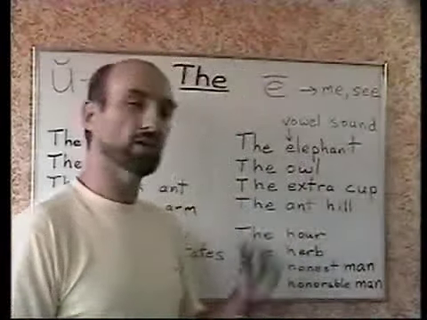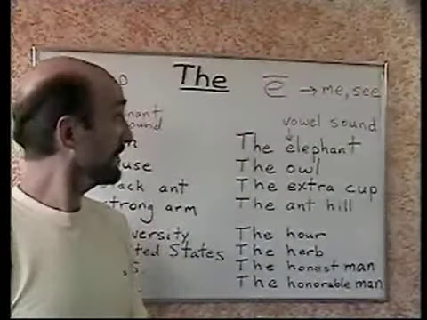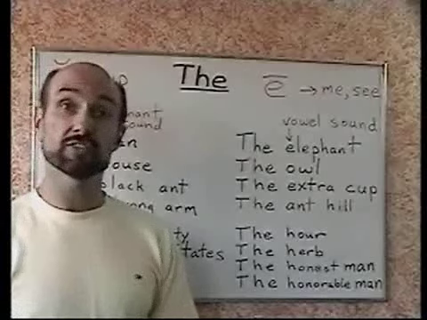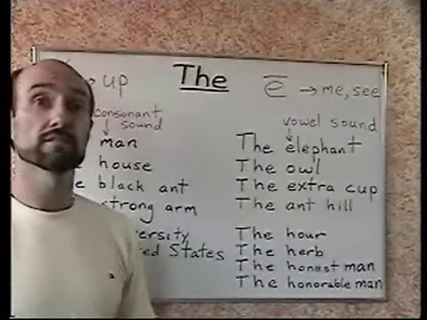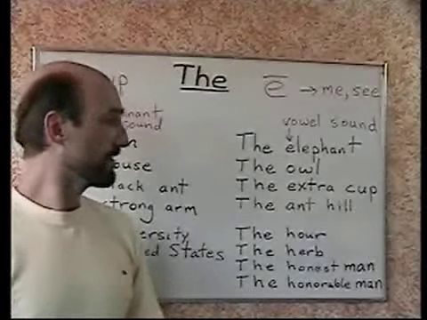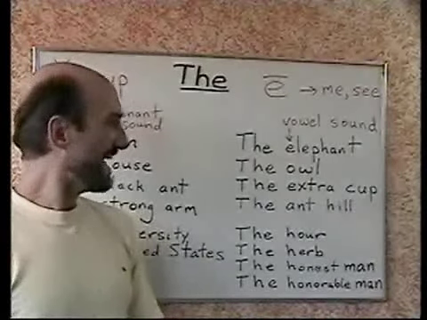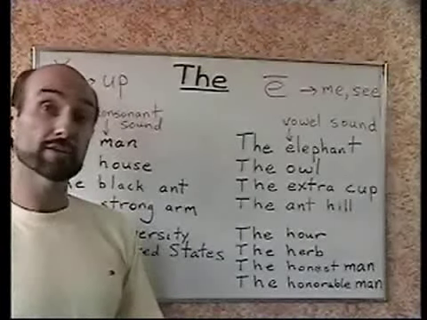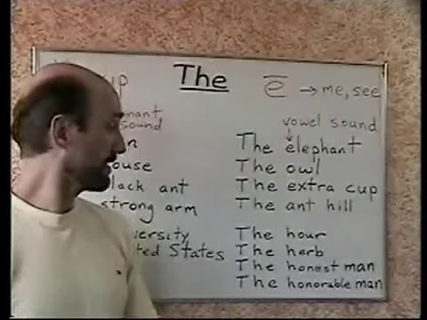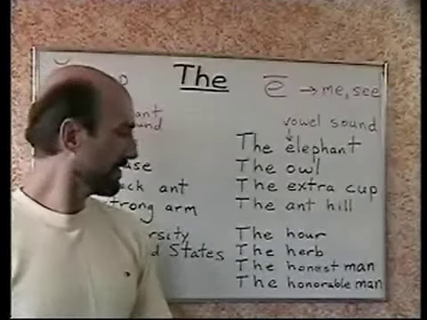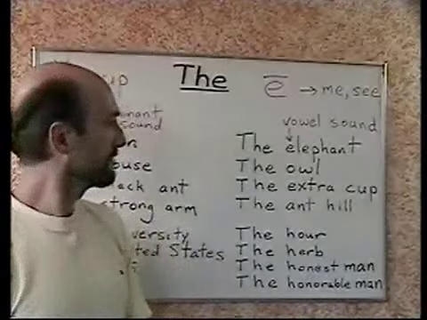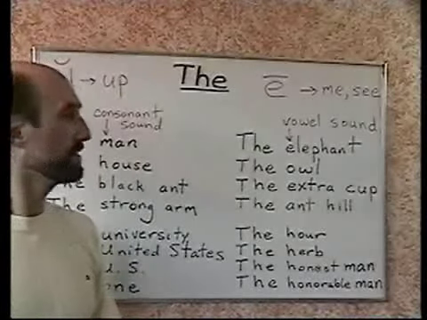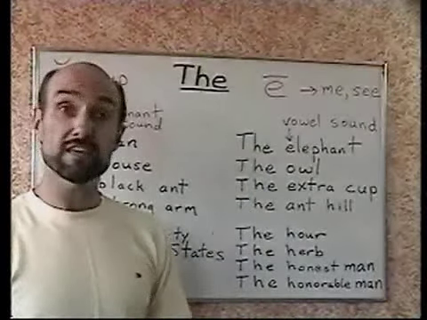Now let's take a look at the words on the other side of the board. On this side, I'm going to read them off. Let's see if you notice the difference in the pronunciation of the word T-H-E. The elephant, the owl, the extra cup, the anthill, the hour, the herb, the honest man, the honorable man. Okay, so here we see that the word is not pronounced the same on the other side of the board. Here we pronounce T-H-E, "thee."